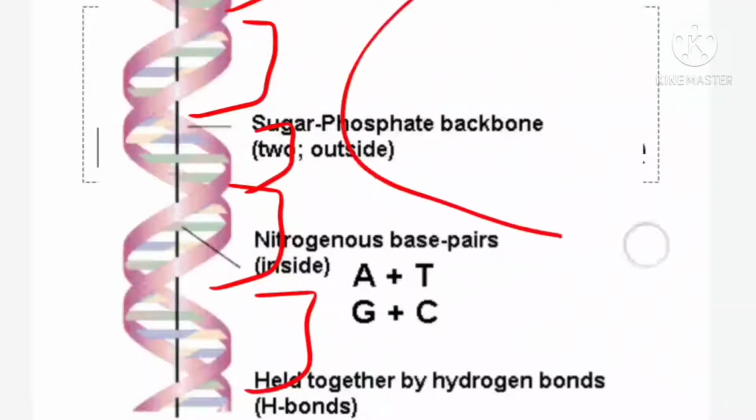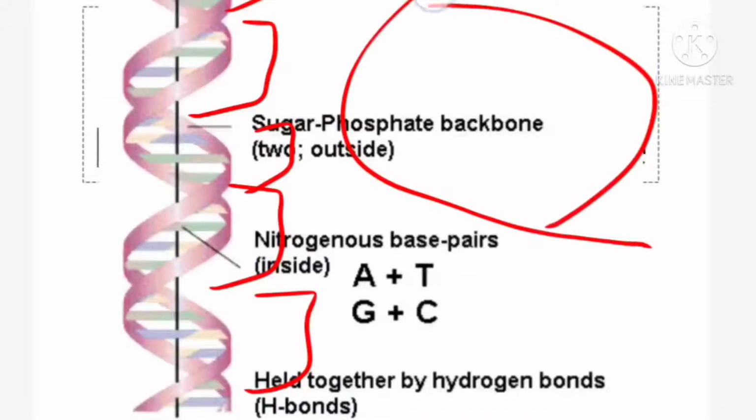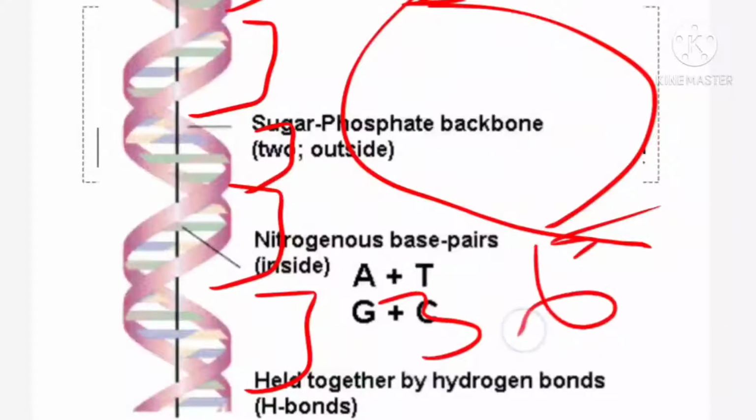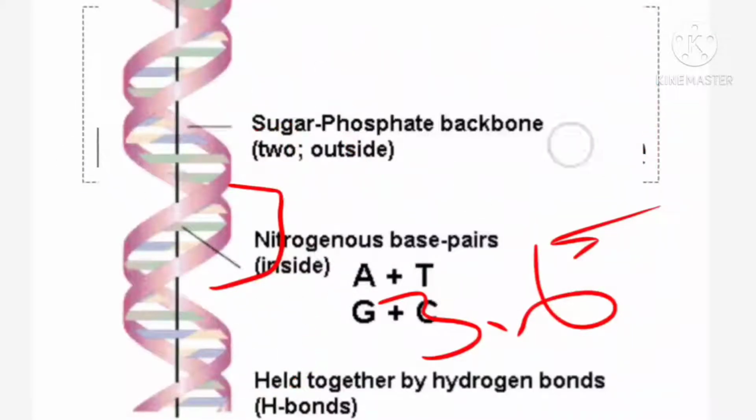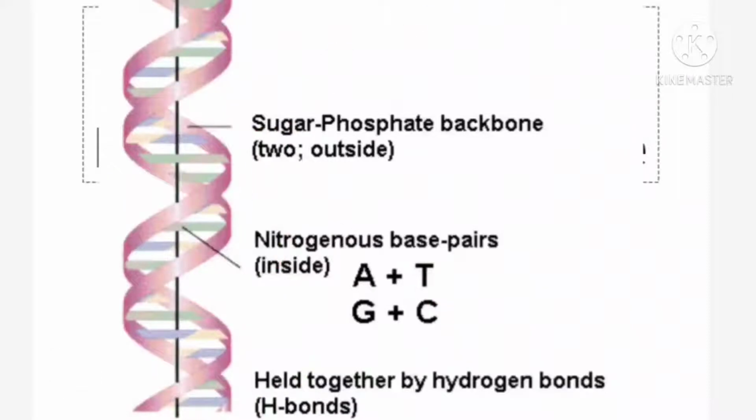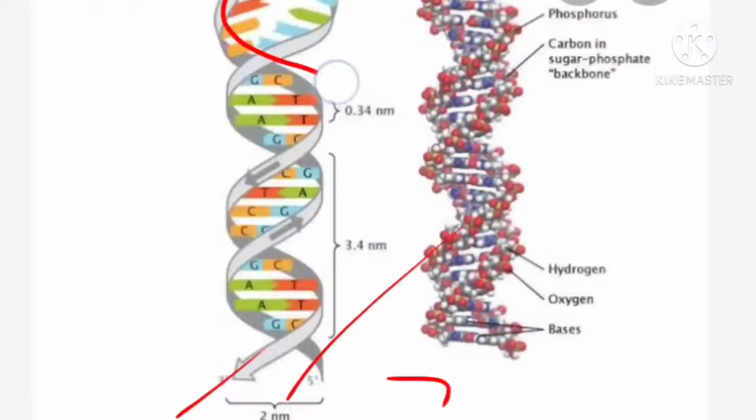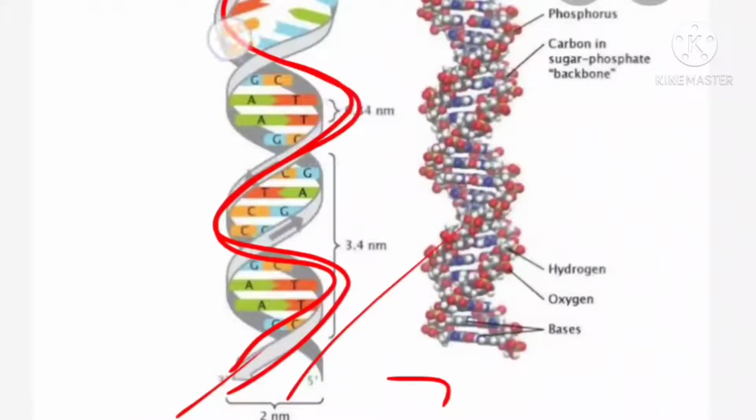Okay, so the distance between one turn, so this is one turn from here to here, is 3.6 nanometers. Now when you are looking into the structure of this DNA, the backbone of the DNA is this one, the ladder. The backbone is made up of sugar and phosphate.